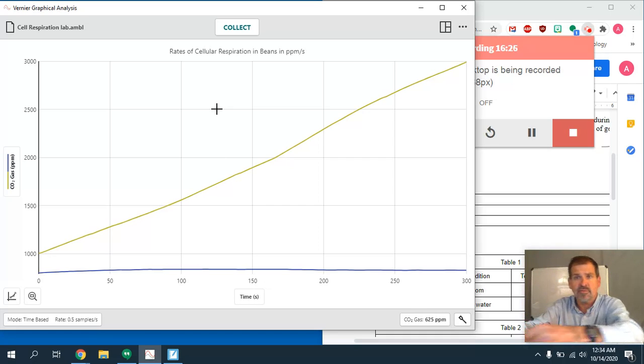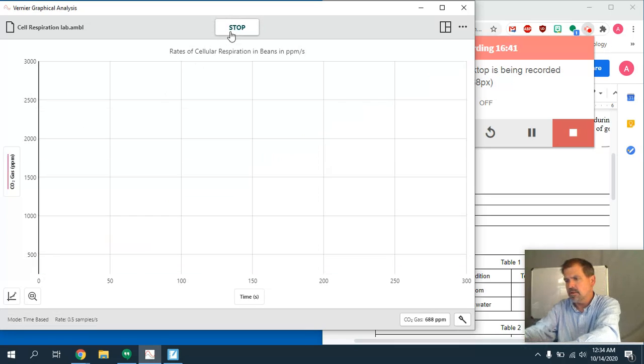All right, so remember, this is really our trial 3. We have beans that are germinating at room temperature, beans that are not germinating at room temperature. Now we have beans that are germinating at cold temperatures. So let's go ahead and hit collect, and we'll just observe the data pattern for maybe a minute or two, and then we'll go from there.